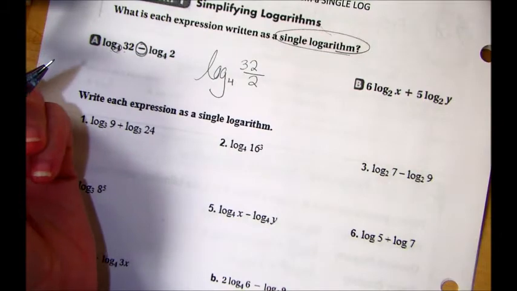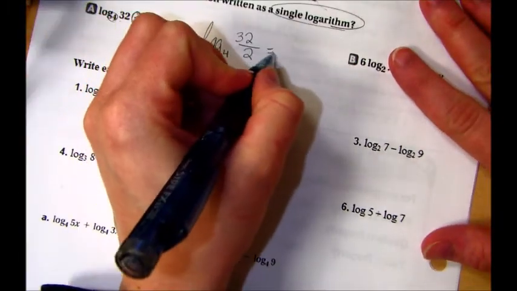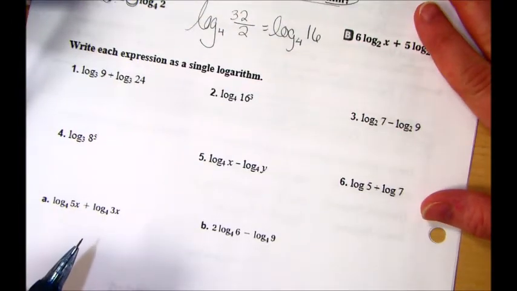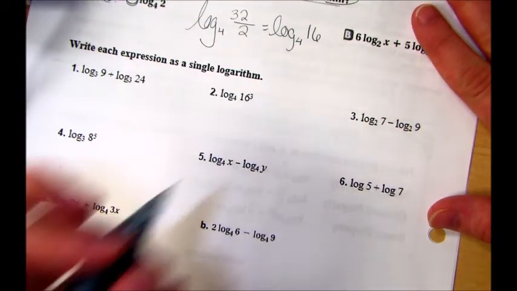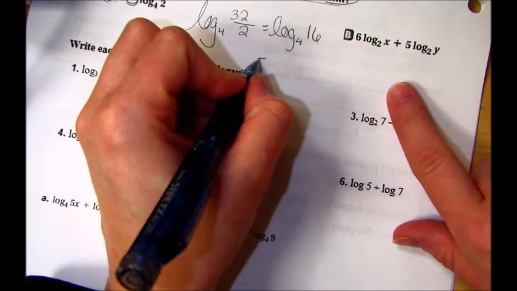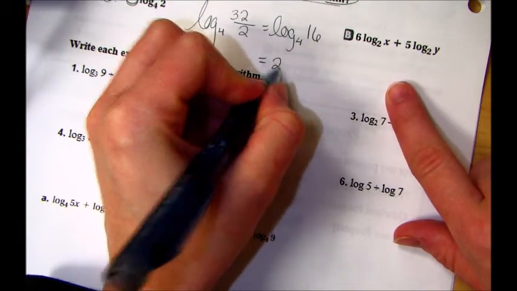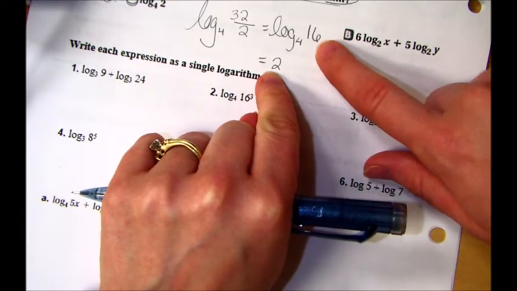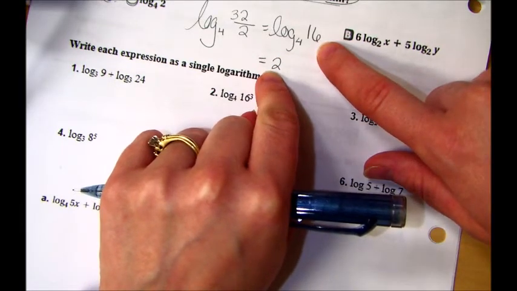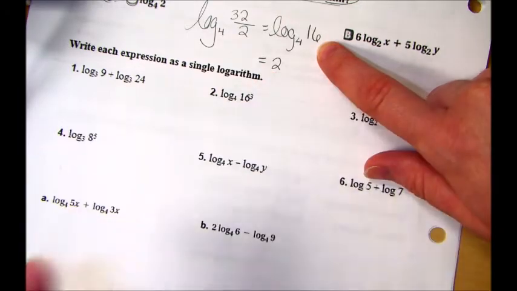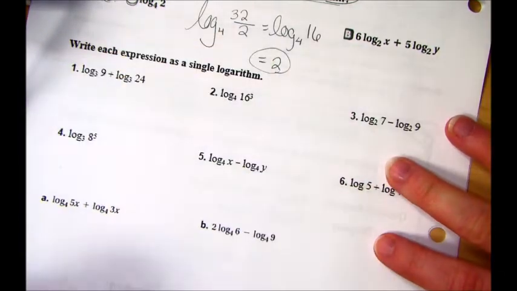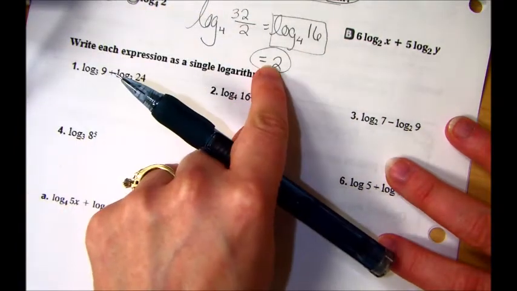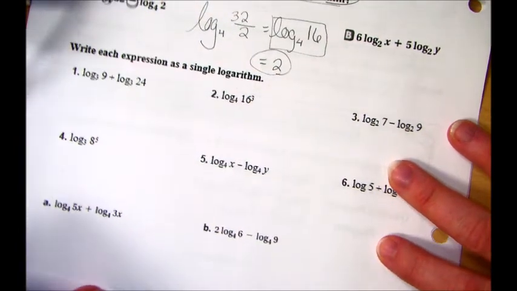Now since we can do that, we may as well continue. That's log base 4 of 16 because I divide. Now remember that logarithms are exponents. This actually has a final answer of 2, because 4 to the second power is 16. So this one actually had a final answer of 2. If you get this far, that's great. If you get this answer, that's the real answer.